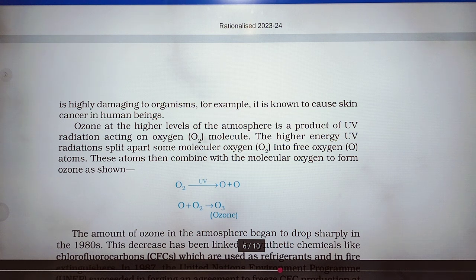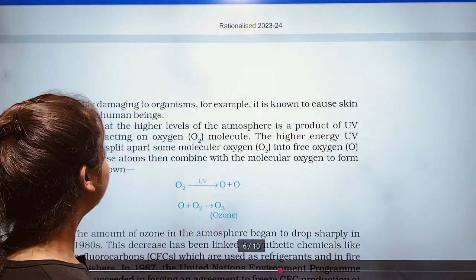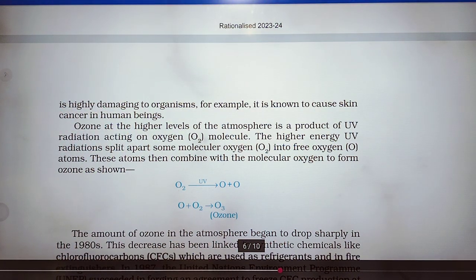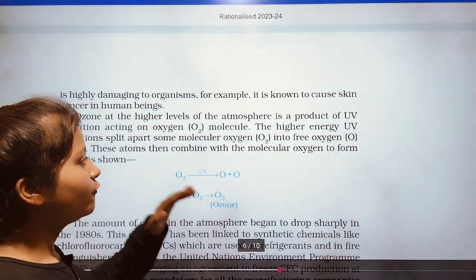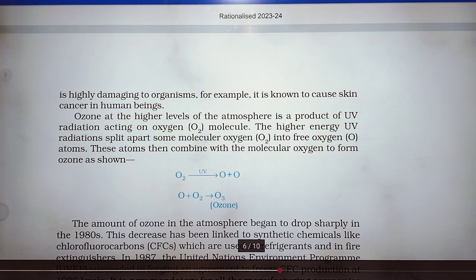Ozone at the higher level of the atmosphere is a product of UV, that is ultraviolet radiation, acting on oxygen molecules. The higher energy UV radiation splits apart some molecular oxygen into free oxygen atoms. These atoms then combine with molecular oxygen to form ozone, as shown. With the help of this, the ozone layer is formed.